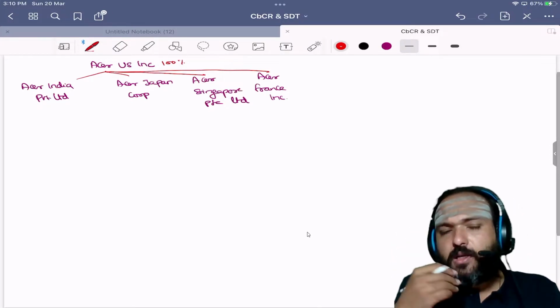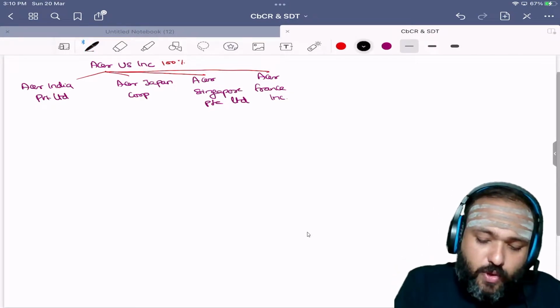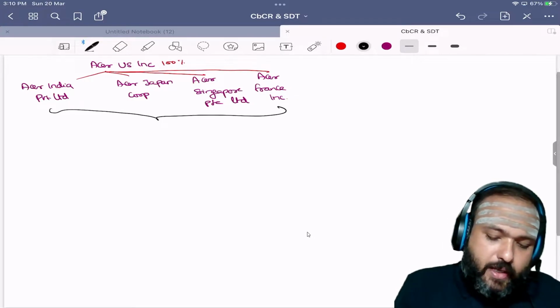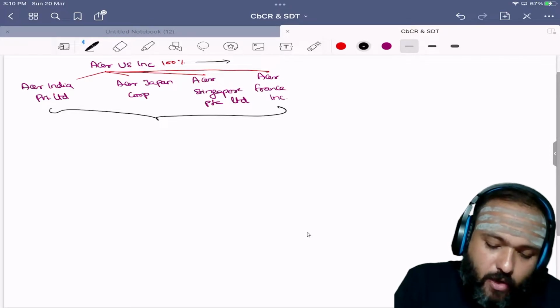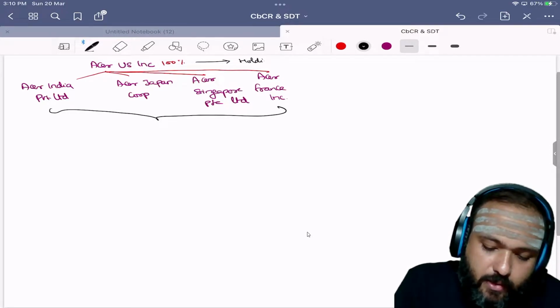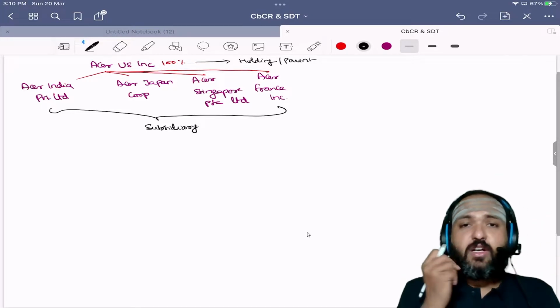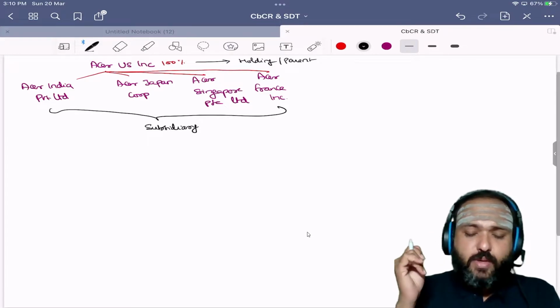Now, these four entities belong to Acer Inc. So, as per Companies Act, this entity will be called as holding company or parent company, and this will be called as subsidiary. Correct? This is what we will be referring to in terms of Companies Act, and in your financial reporting, everywhere this is how we generally refer to it.